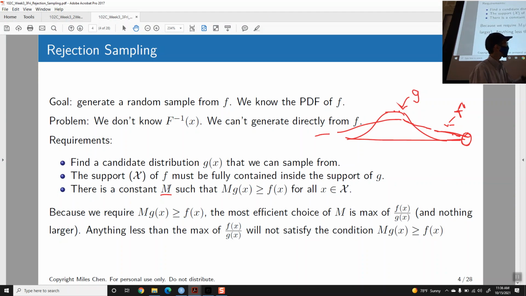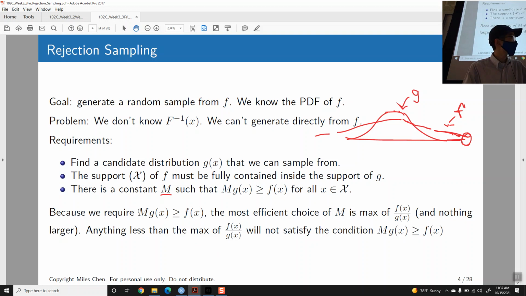So there does have to be a finite constant m, such that if you multiply m times g, whatever distribution you're drawing from, it's going to be greater than or equal to f for everything in the support. So if your target distribution is the t distribution, then even though the normal distribution has the same support, it's not going to work, because there doesn't exist a finite constant m that would work.